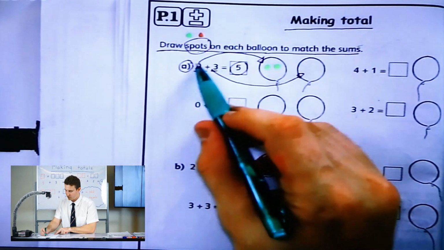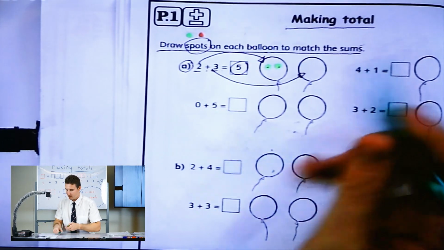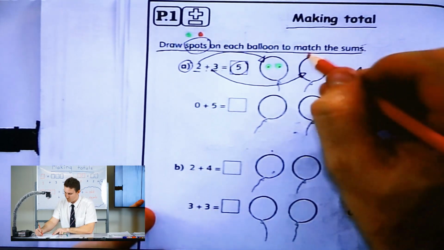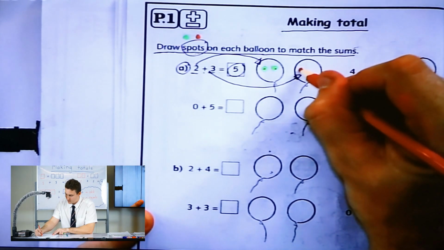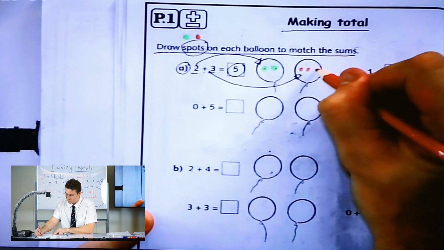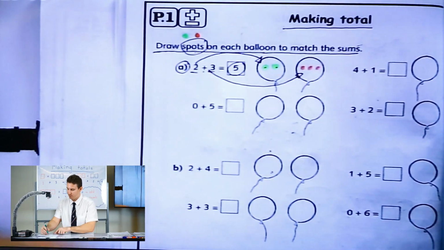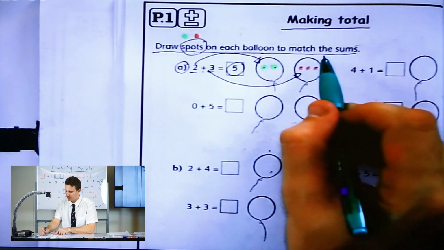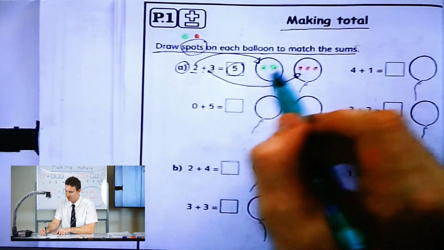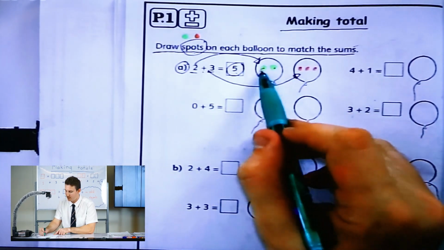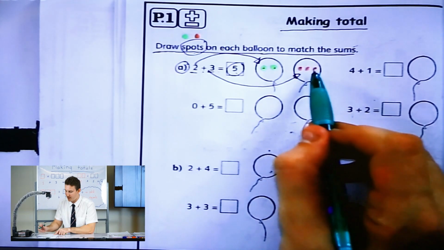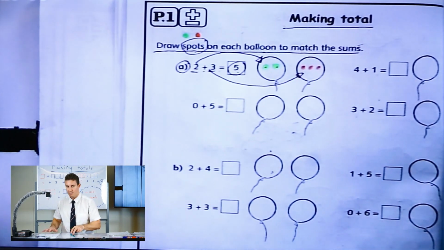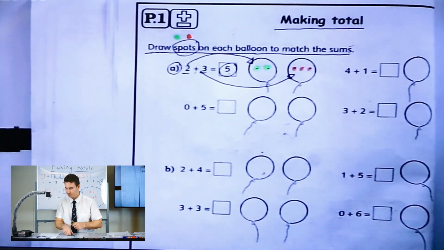That's 2. 1 and 2. And then the next balloon we'll put in 3. 1, 2, 3. And together that equals 5 spots. 1, 2, 3, 4, 5. Okay, let's move on to the next example.